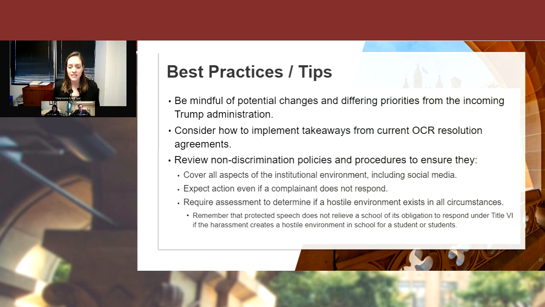And again, going back to the First Amendment, remember that protected speech does not relieve a school from its obligation to respond under Title VI if the harassment creates a hostile work environment in a school. Again, this is a situation where maybe an investigation, maybe looking into something a little bit further, may help you understand this really nuanced piece of, is this protected speech? Is this creating discrimination? Is this creating a hostile work environment? And understanding who all the players are, what was said, what was done, all of that could be very helpful.